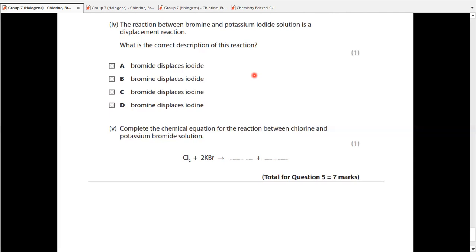Moving on to the last part, the last question for this entire worksheet. Complete the chemical equation for the reaction between chlorine and potassium bromide solution. So chlorine is there, potassium bromide, and chlorine will displace bromide, of course. And what would form? It would form KCl, perfect, and bromine, which is Br2.